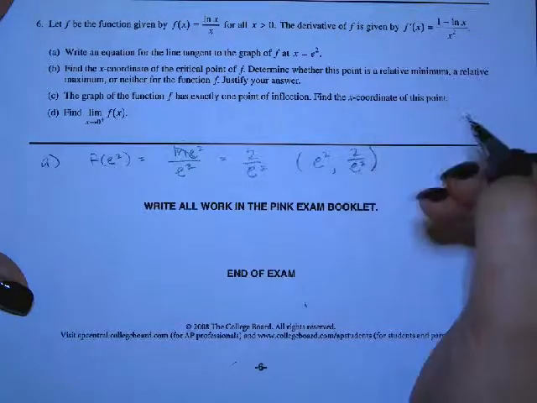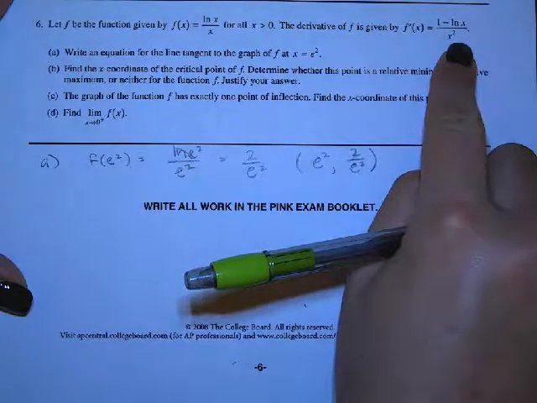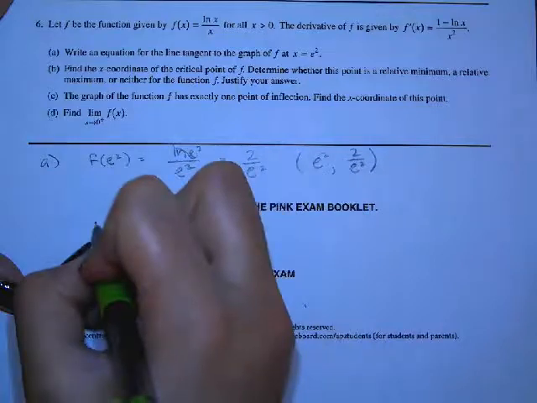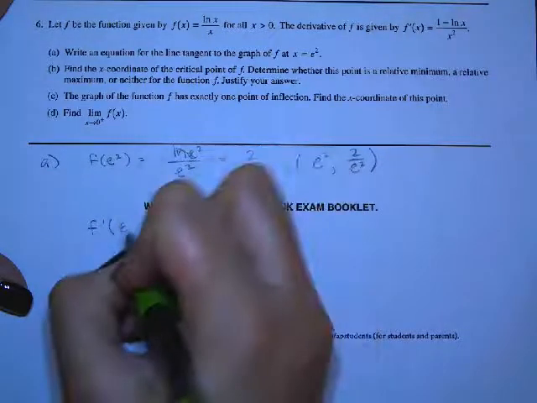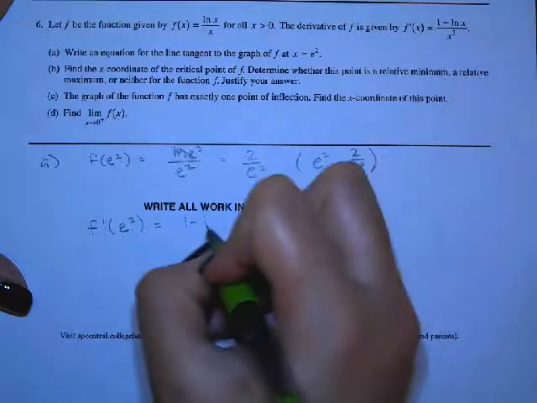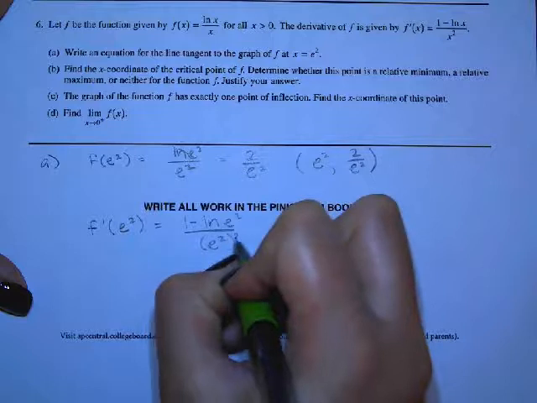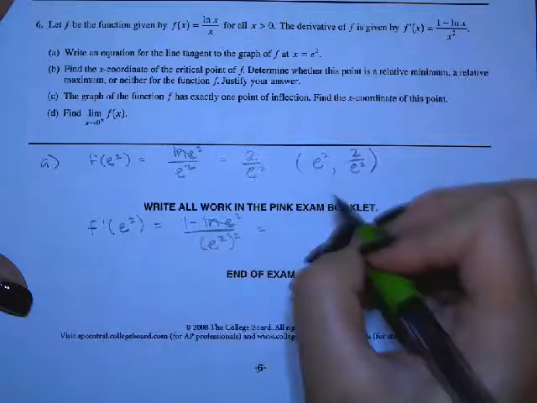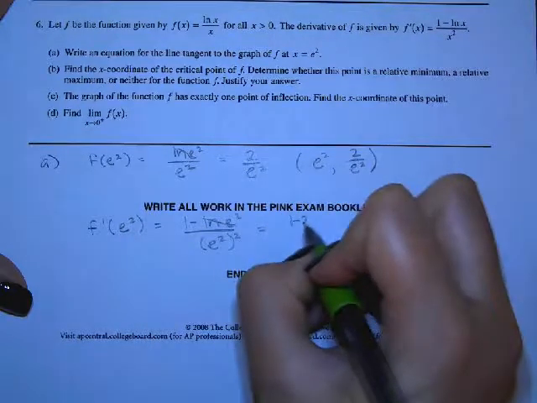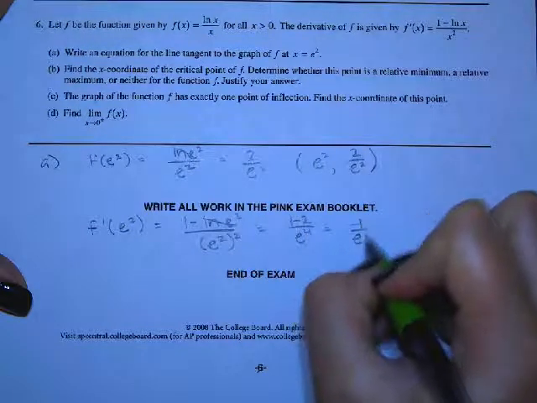Next, we need to find the derivative, and they gave you the derivative. It's 1 minus ln x over x squared, which was very nice of them. So the derivative evaluated at e to the second is 1 minus ln of e to the second over e to the second squared. So we have 1 minus 2 over e to the fourth, which is negative 1 over e to the fourth.